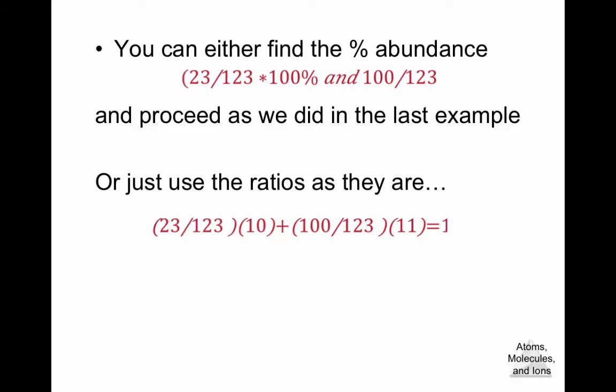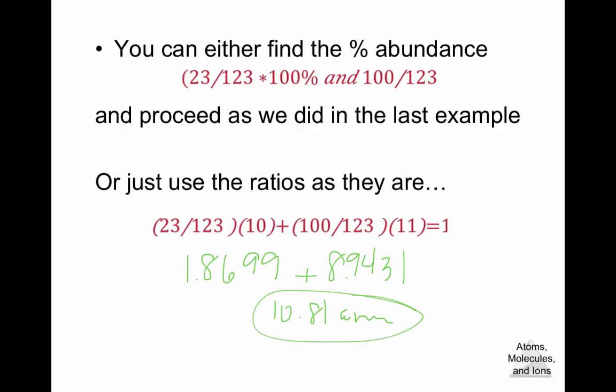And so from the mass spectrum data, we can either find the percent abundance and proceed as we did in our last examples with average atomic mass, or we can just use the ratios as they are, and we can do 23 divided by 123 times 10, which gets us 1.8699. Add it to 100 divided by 123 times 11, 8.9431. Then we can add those up, and we get 10.81 AMU.